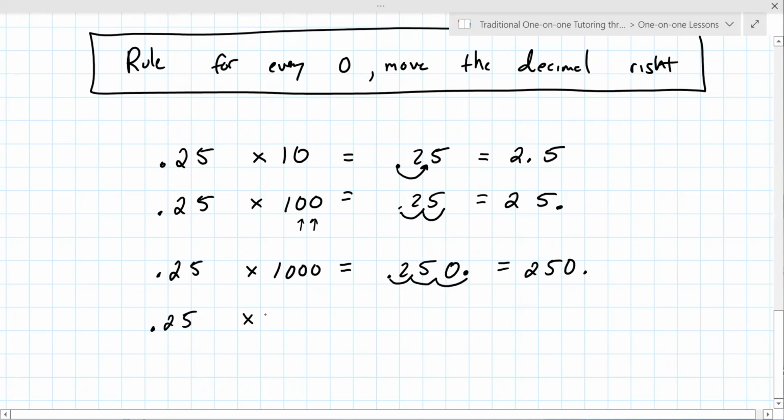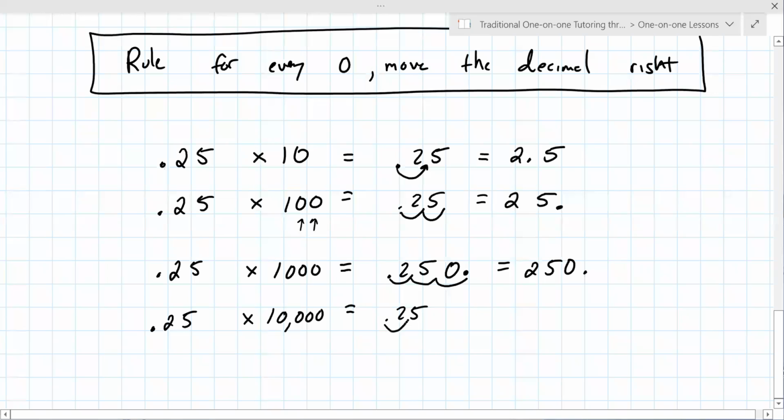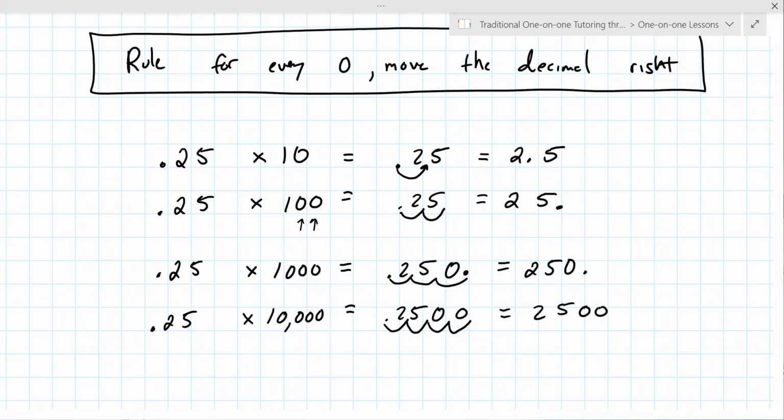So this question is for you, Zoe. If we multiply by 10,000, what does the new number become? There's 4 zeros, but what's the final answer? You're moving it right 4 times. So it's 25,000? Or no? 25,000 has one more 0. This is 2,500. Oh, 2,500. Yes.